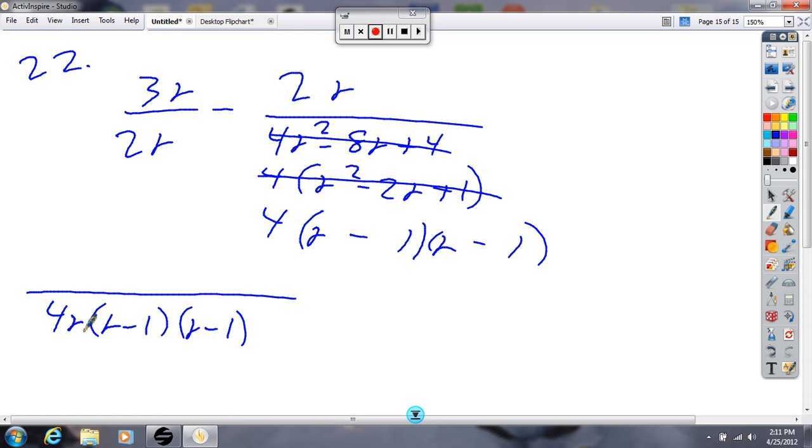Up here, this is going to cancel. What's left when this cancels? For all of these, I'm going to have a 2 left down here, right? So I have 2 times both binomials. Over here, I have all of this. When I take this and cancel with this down here, what's left? R. Just the r. So that's all I need there.